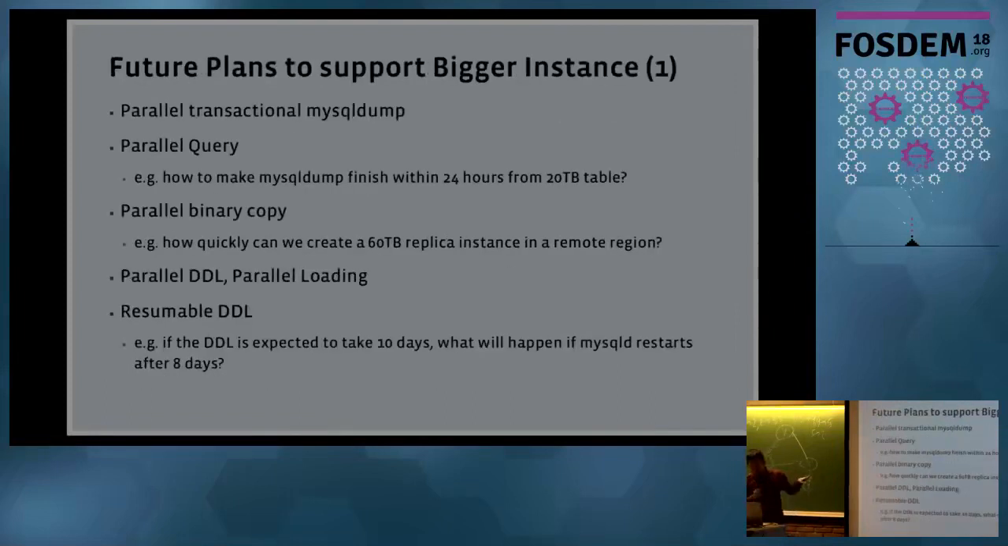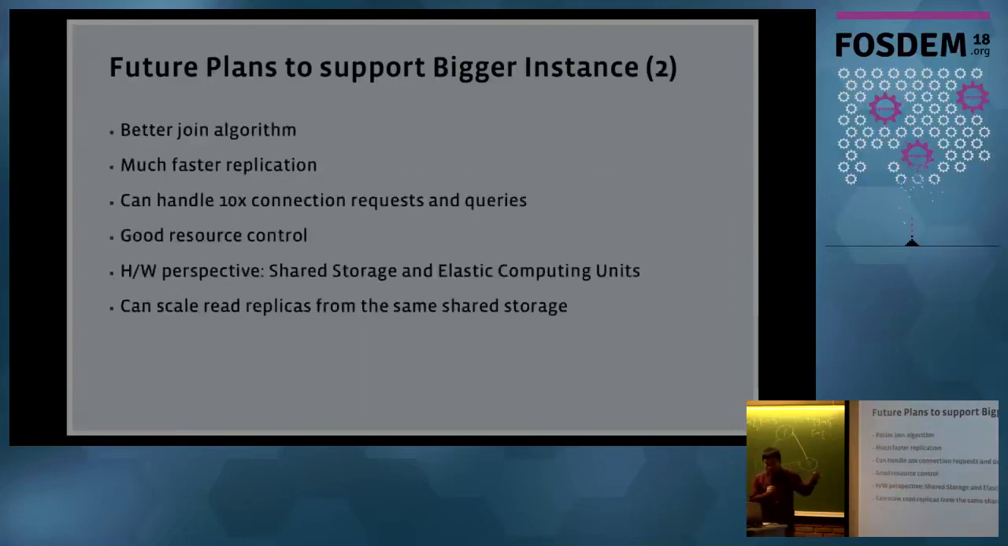But these have several challenges, like a parallel transactional mysqldump, since mysqldump from a 60 terabyte instance may take days, which is pretty painful for DBAs. So this has to run in parallel, and we need parallel queries, parallel copies, parallel DDLs or resumable DDL. If DDL fails after 1 week and restarts from the beginning, that's really painful. We also have challenges like a better join algorithm, faster replication, or handling many more connections and resource controls. From a hardware point of view, shared storage might be needed to support bigger storage. There are many challenges, but this is probably the next interesting thing that we are looking at.